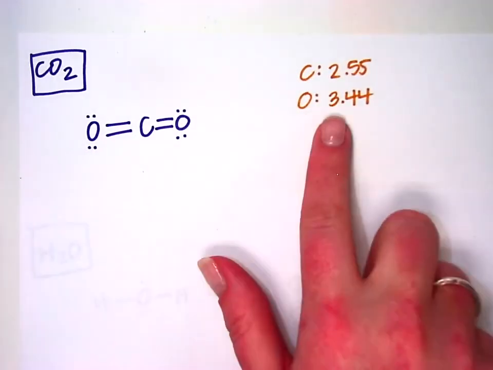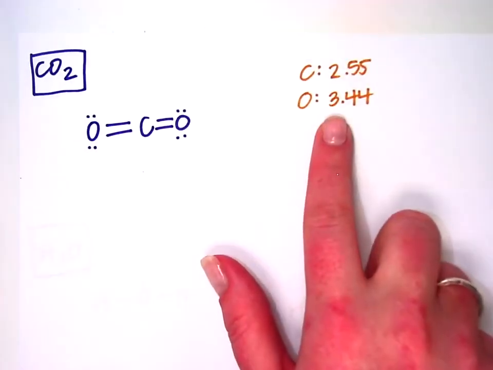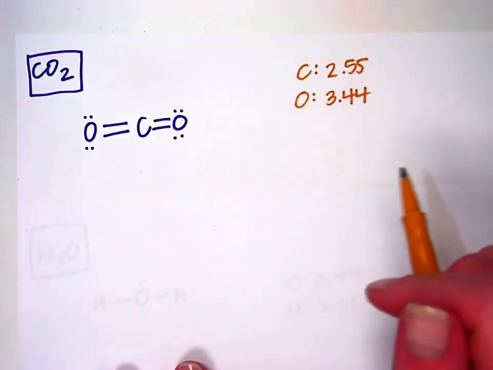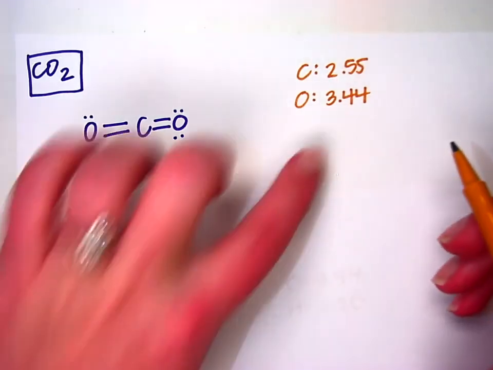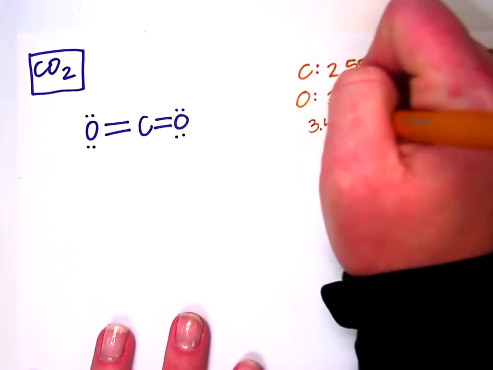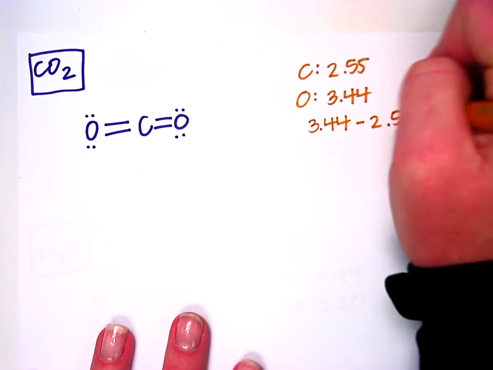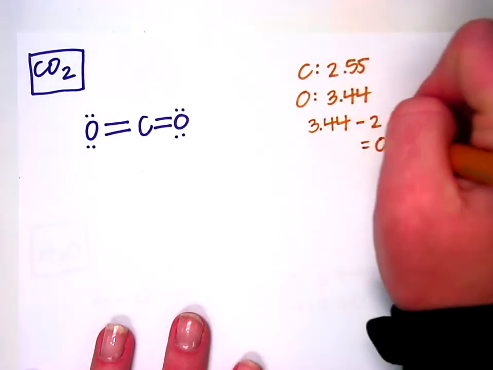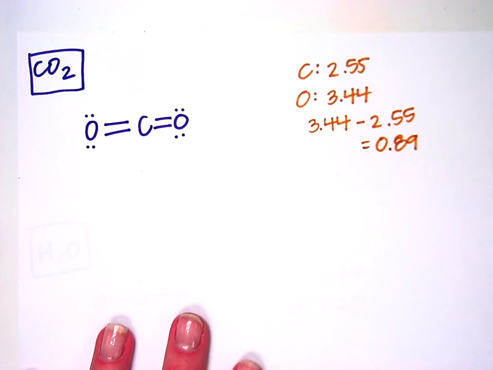I would also give you these electronegativity values if you needed them. And so we're going to draw these dipole arrows and figure out all the rest. So first thing I'm going to do is my electronegativity difference calculation. Remember, it's always the big number minus the little number. So 3.44 minus 2.55, and that gives me a difference of 0.89. If I go back and look on that chart, that tells me that that individual bond is polar.